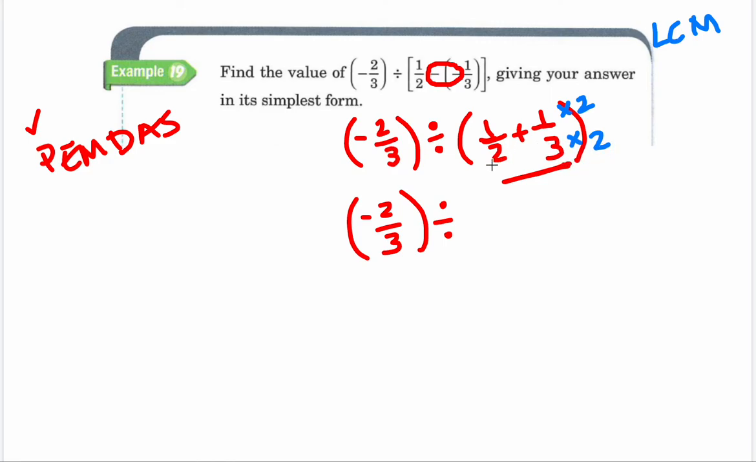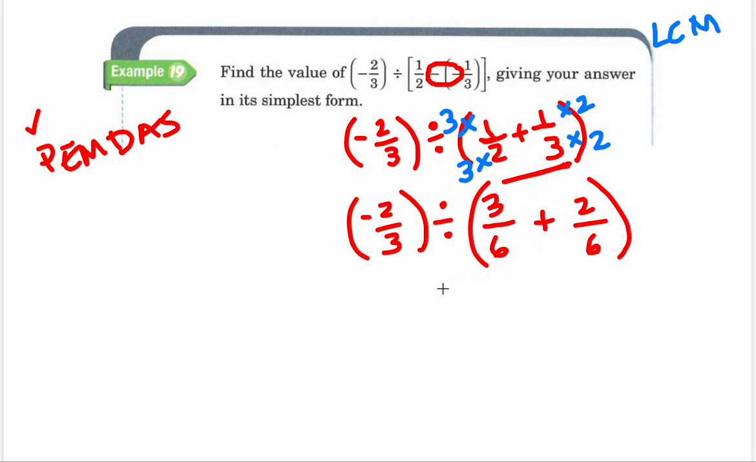3 times 2 is 6. And the one with 2 as a denominator, I can multiply by 3 to get to 6. Top and bottom to keep it equivalent. All right, so then I'm going to get a 6 as a denominator. So it's going to divide by 3 times 1, which is 3. 3 times 2, which is 6. 3/6 is half, just like that, so I know it's correct. Plus, don't forget my parentheses, 2 times 1 is 2 on the top, 3 times 2 is 6. So now I have the same denominator, and of course my numerators changed. They can't still be 1 because I have to multiply top and bottom by the same thing.